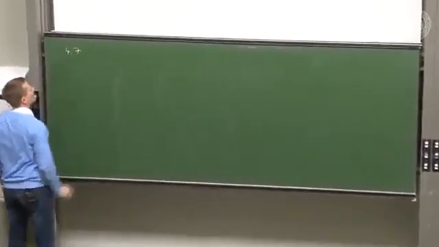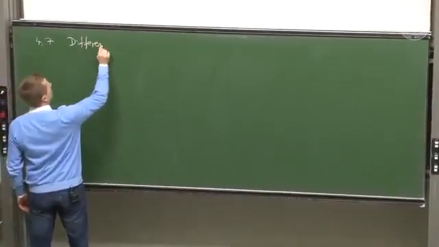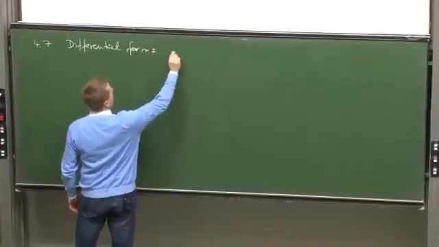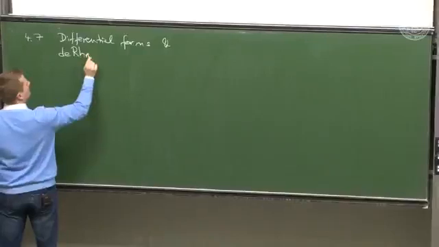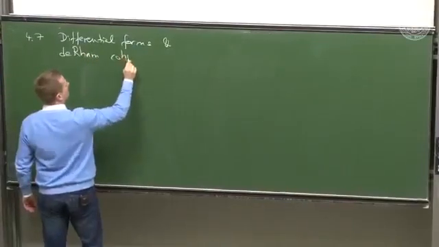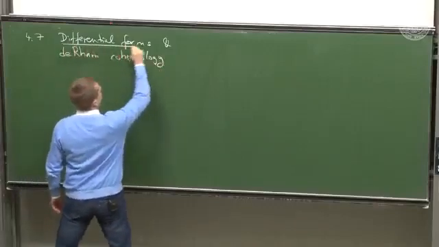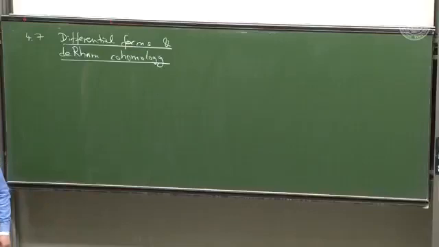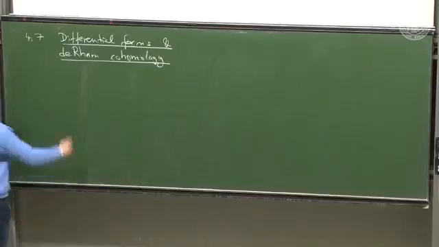It's 4.7, differential forms and de Rham cohomology. So what's a differential form? That's something extremely simple. It's simply a totally antisymmetric tensor.